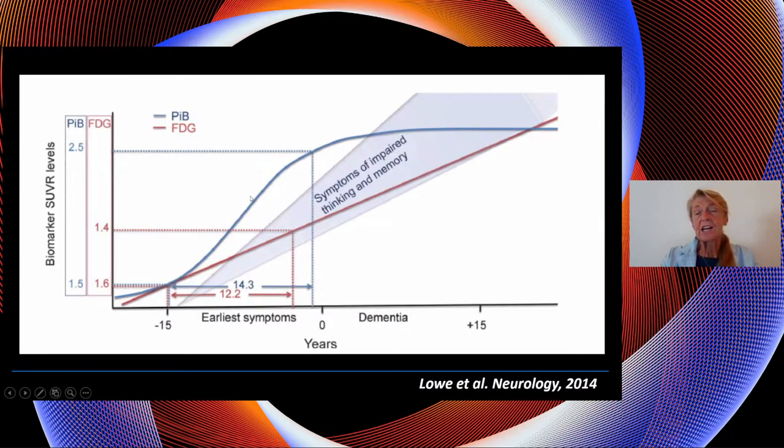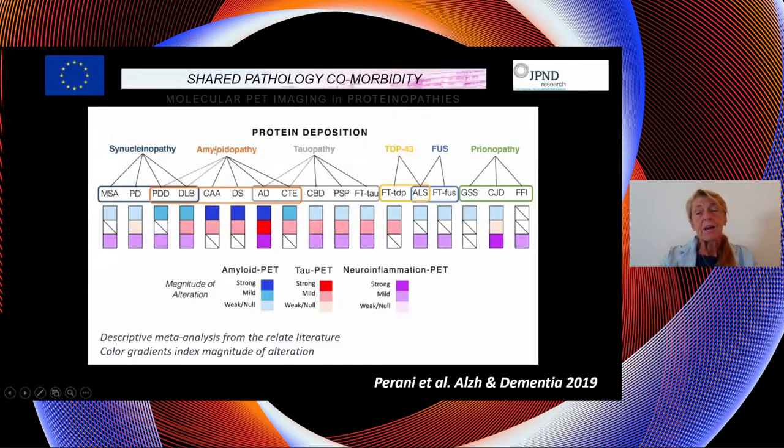Amyloid can increase along the disease up to a plateau. Alteration of the metabolism continues along the disease in a steady way up to the full dementia development, but can be present also before the emergence of clear-cut cognitive symptoms. And this is also very important. This is one of the most important aspects.